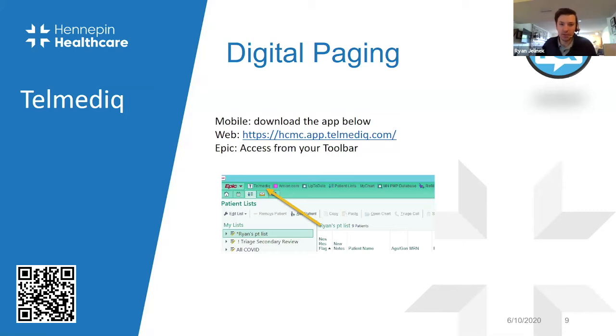I think this would be a good one to do: make sure that you're downloading the Telmetic app. Use the QR code, download the app, and you should be able to log in with your Hennepin email and password when you're prompted. If you want to do that while I'm talking, go for it. If you have a problem, put it in the chat.